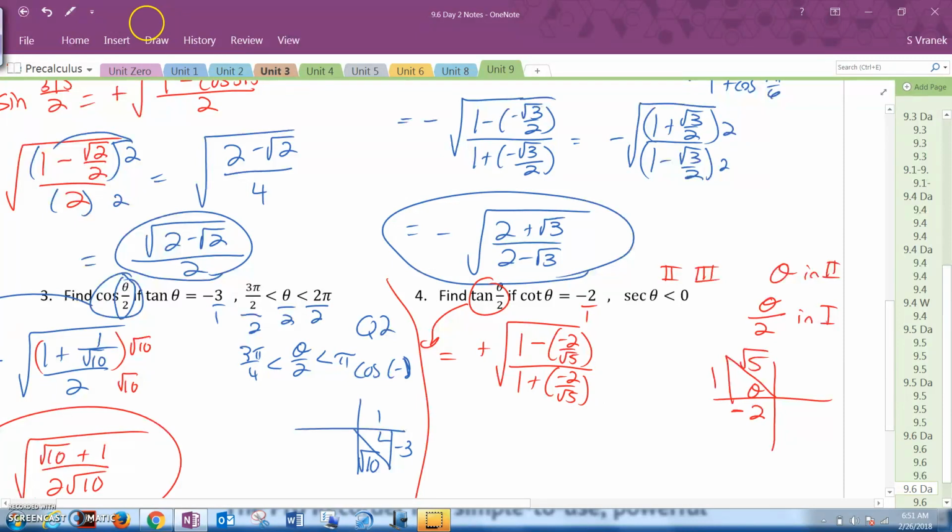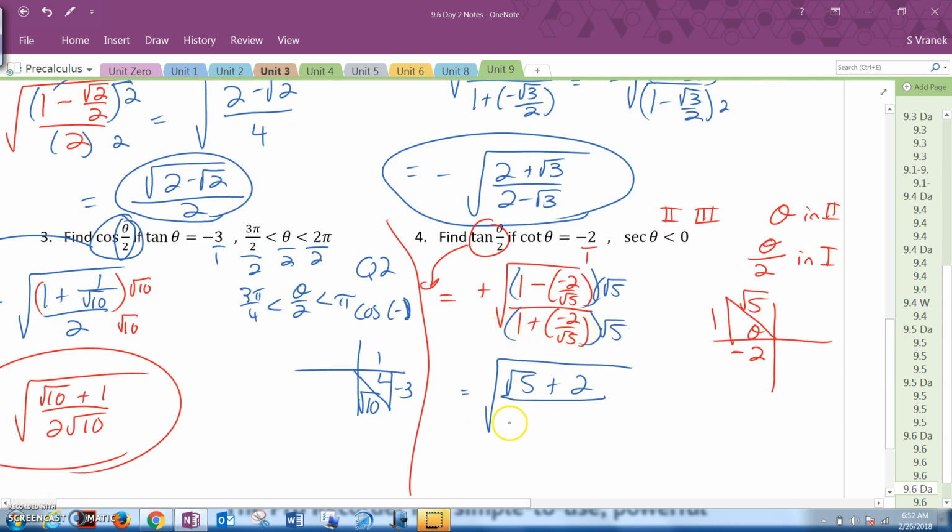So same thing applies. I want to get rid of the denominators. The denominators are root 5, so I'm going to multiply by root 5 to this whole thing, and multiply by root 5 to this whole thing. So I get that my final answer is the square root of root 5 minus 2 over root 5 plus 2. And again, this is positive because that's where theta over 2 is. Theta over 2 is in quadrant 1.